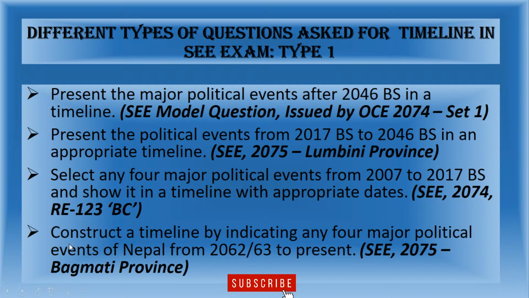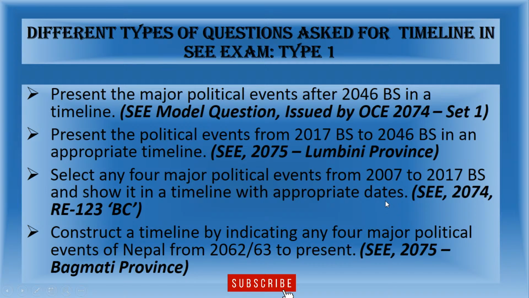And look at the third last question. Construct a timeline by indicating any four major political events of Nepal from 2062-63 to present. This is also a similar type of question to the first and second. Here also you have the choice, either you use the year only in the timeline or the full date, that is your choice. But in the third question, there is no choice, you must include the full date.